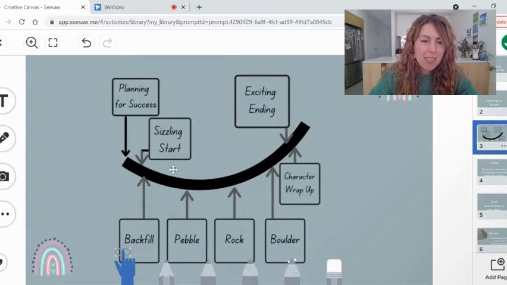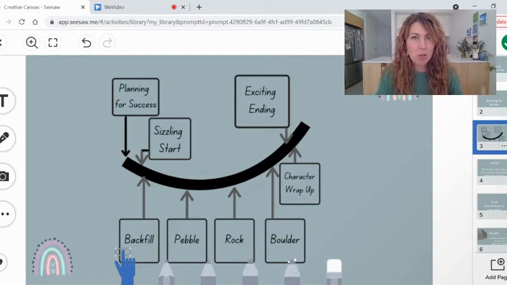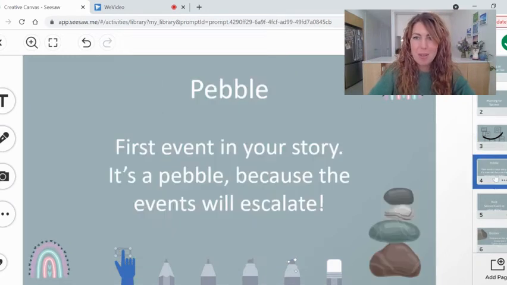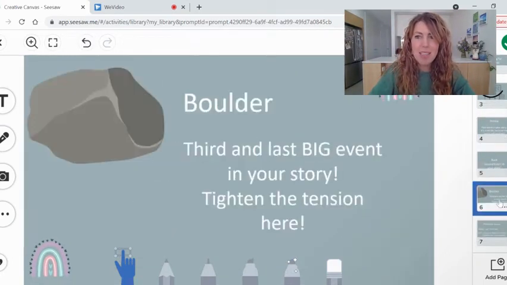So you can see sizzling start, we've got a small event 1, then it slowly starts to build a slightly larger event. And then here it's the big exciting event of our story before the exciting ending and then the character wrap up. So it's a great way to think about stories, is that we're slowly going to build it up to the most exciting part. So pebble, then the rock, then the boulder.